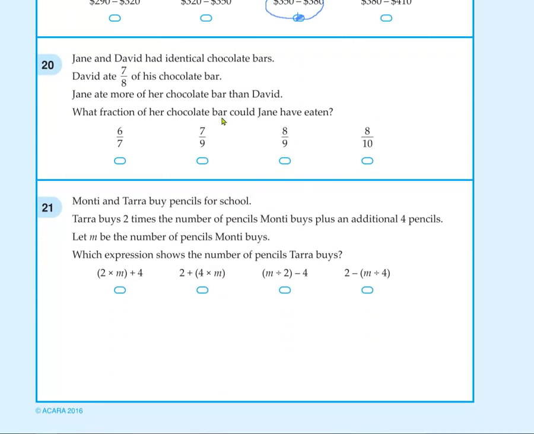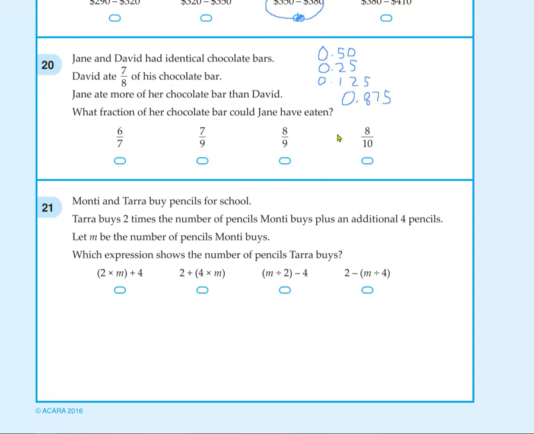Next one. Jane and David had identical chocolate bars. David ate 7/8. Jane ate more of her chocolate bar than David. What could she have eaten? So no calculator, so a little bit trickier. You should be able to know that a half is, as a decimal, 0.5. You should be able to know that half of that will be a quarter. That's 0.25. A quarter, hence being 25%. Should have learned that for sure already. Then half of this, half of 25, will be 12.5, 0.125. And if you add up all those, that gets you 0.875, which is 7/8.